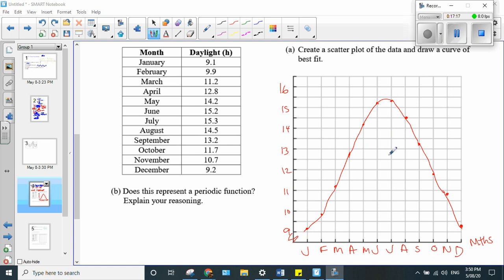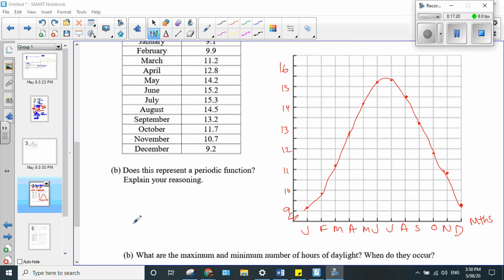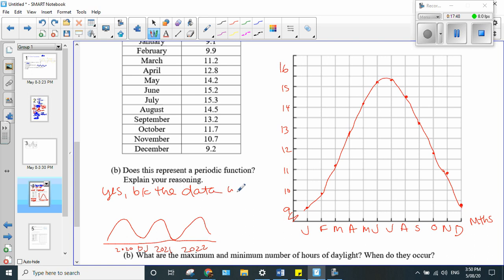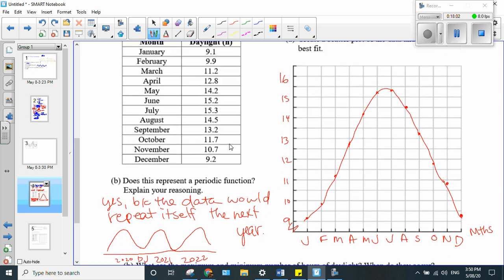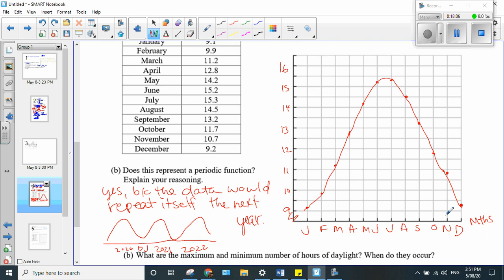But since this is something that would repeat every year, let's say we have this graph, which is 2020. Well, what's going to happen next year? If this is December, the next month is going to be January. So it's going to happen again. Okay, this is 2021. Then it'll happen again, 2022. So really, yes, this would be a periodic function because the data would repeat itself the next year. So we really do need the context here. Otherwise, I would say no. But since we know it's a yearly thing, obviously the next month after December would be January of the next year.